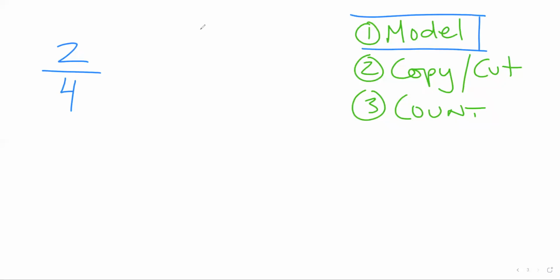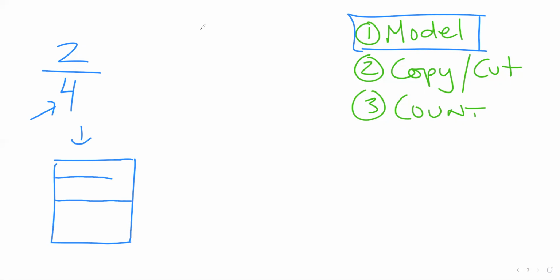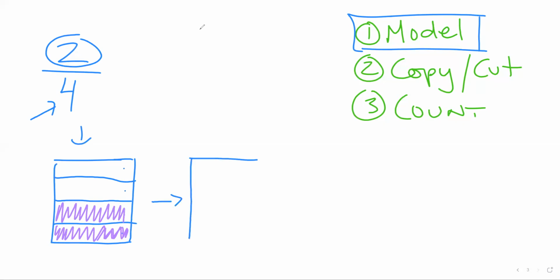Step 1, model. So I'm gonna model the fraction I have. I'm gonna make a nice little rectangle. The denominator says 4, so I have to go 1 and then the middle. So there's 1, 2, 3, 4 pieces. And then the numerator says that 2 of them are colored in. So here and here. Okay, so now let's make a copy. We're going to copy this exact one.